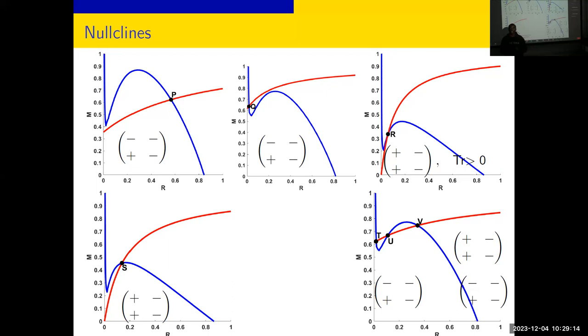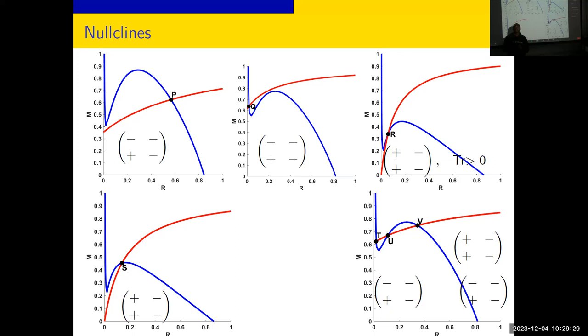The sign pattern shows that the trace is negative and the determinant is positive, so point Q is also stable. The third and the fourth diagram, when I say third, I mean the last figure on the first row and the first figure on the second row, have some interesting dynamics.